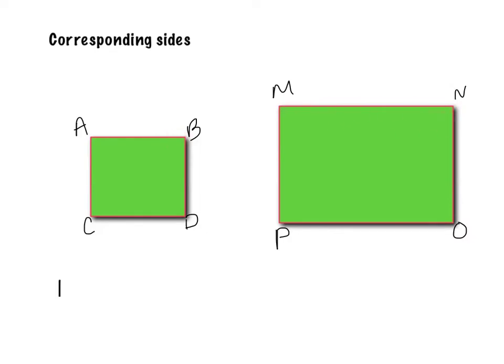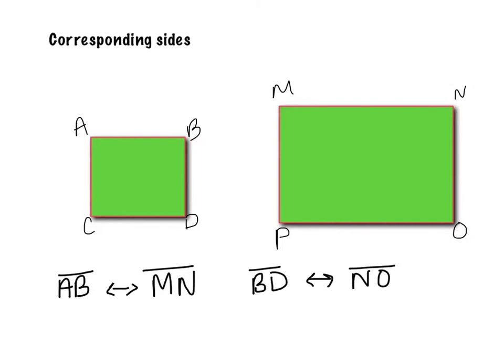So here we have line AB is similar to line MN. And another example would be BD. Line BD is similar to line NO.